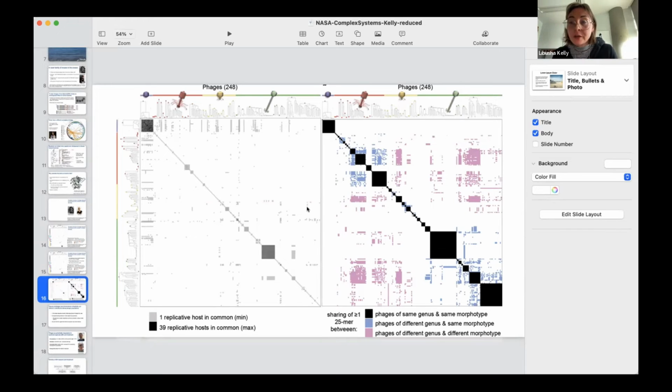This was not a feature that we expected to see, because we expected that the one on the left is reflecting reality, that this is who can infect who, but the one on the right suggests that there are more infections going on than we can see.